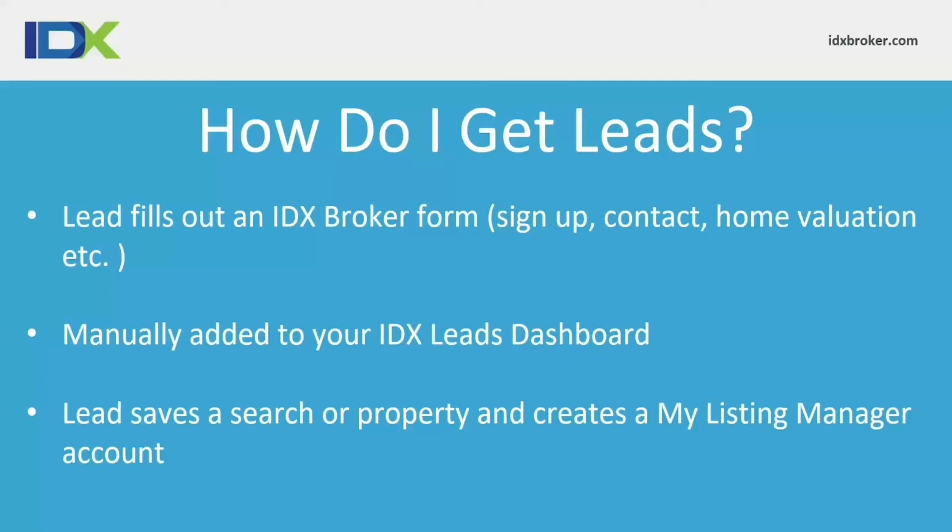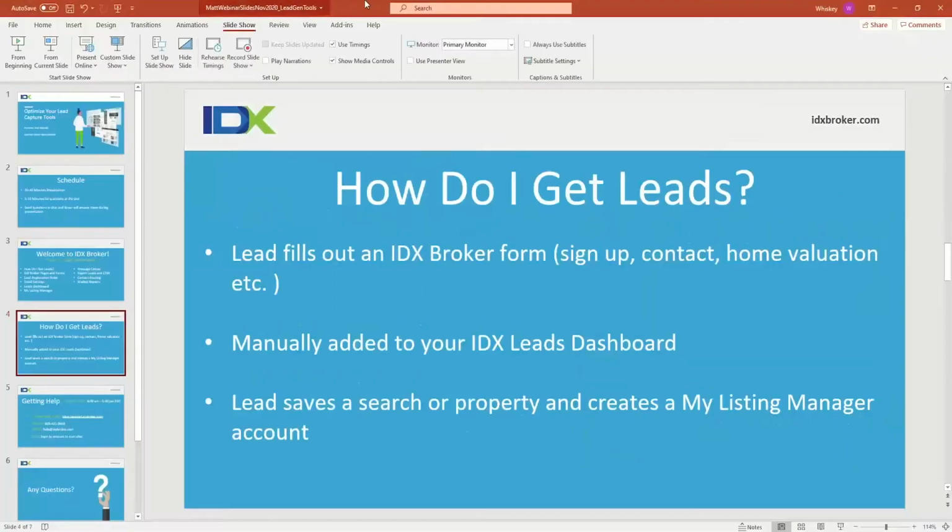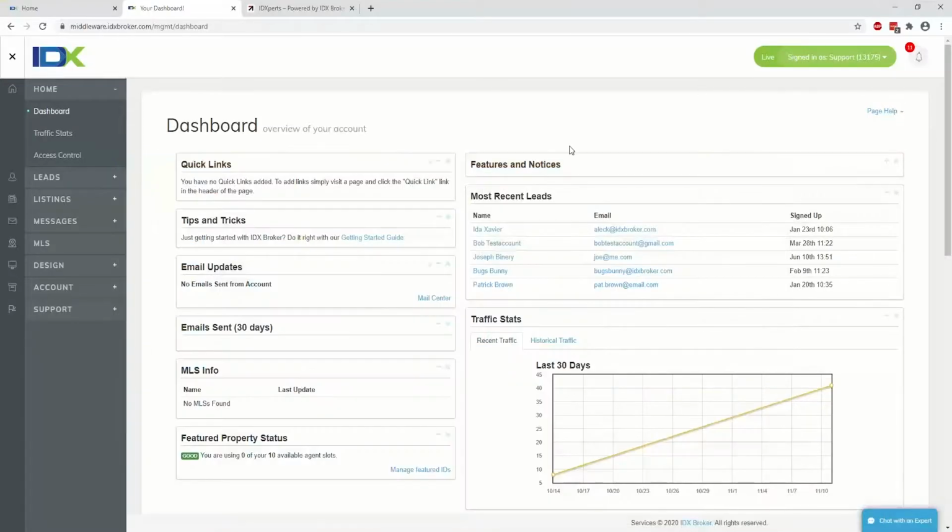The third is if a lead is going on a search page, they do a search and they want to save those results or save a property, we give you an option to allow them to do that with a tool called My Listing Manager. The nice thing is that tool allows you to make searches for the leads. It also allows the leads to have a record of all of the searches they've done. So we're going to go over all of this in more detail. This is just the high level. So either a lead fills out a form, you've manually added them, or they sign up for a My Listing Manager account. So I'm going to go ahead and close this, and then we will jump into our IDX account.